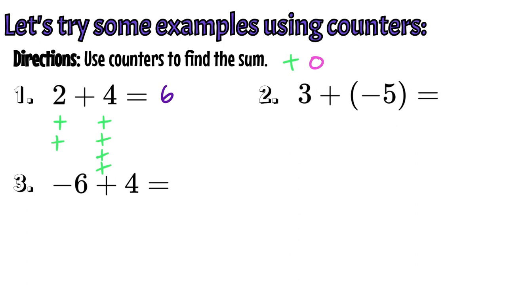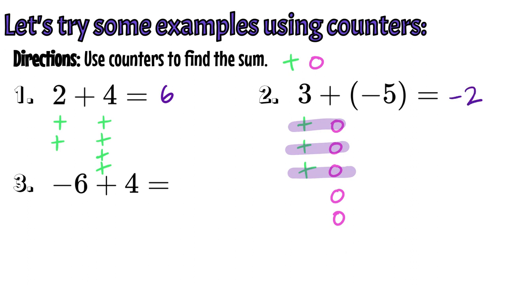In number 2, the problem is 3 plus -5. So we start with 3 positive counters, and then we have -5. So that's -5 or 5 negative counters. In this example, we have some operations that undo each other, right? Each of these is like that example we just did. A +1 and a -1, they undo each other. And so there's 6 of our counters that are undoing each other. Because of this, we're left with -2 counters. So 3 plus -5 equals -2.